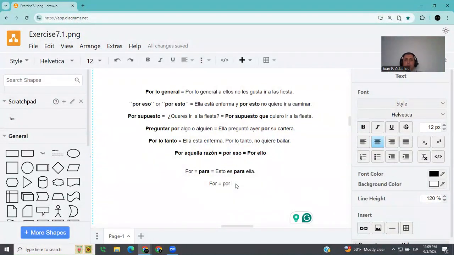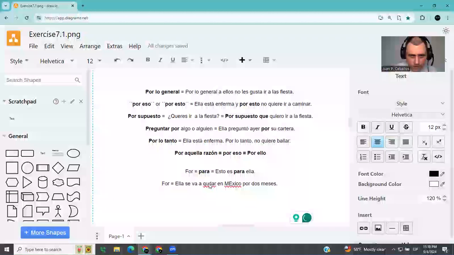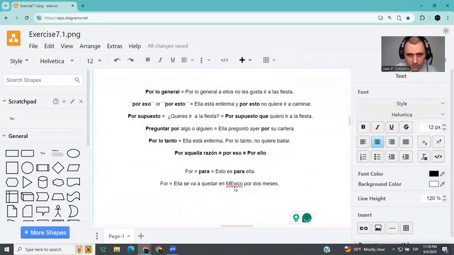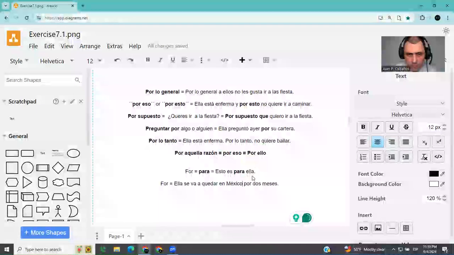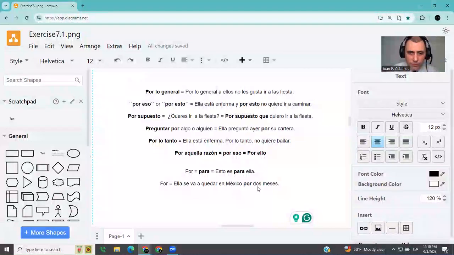But what if I want to say she's going to be in Mexico for 2 months? For 2 months would be ella se va a quedar en México por 2 meses. Okay. I'm saying for 2 months. Still, I'm using por because we are referring to a quantity of time.